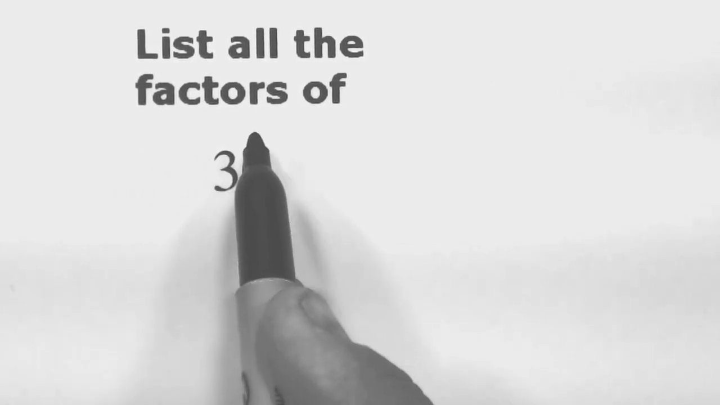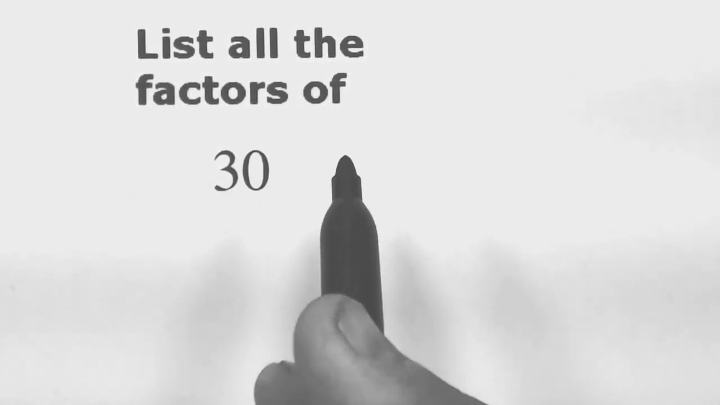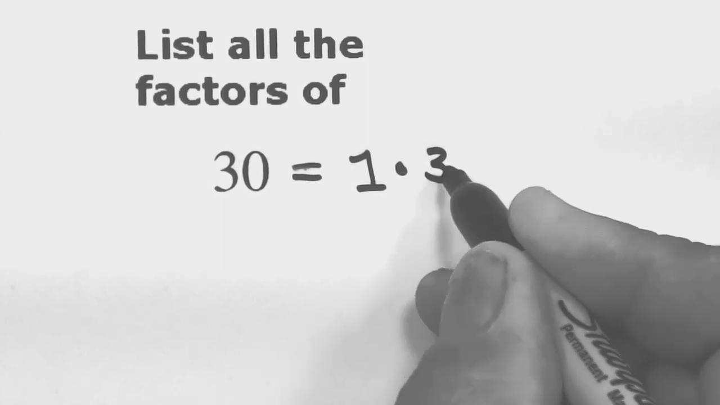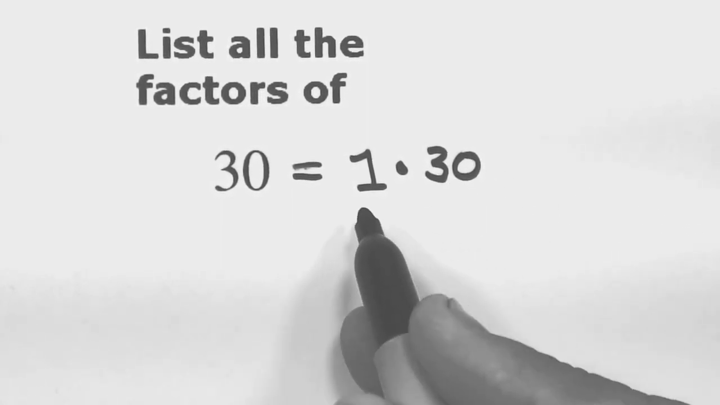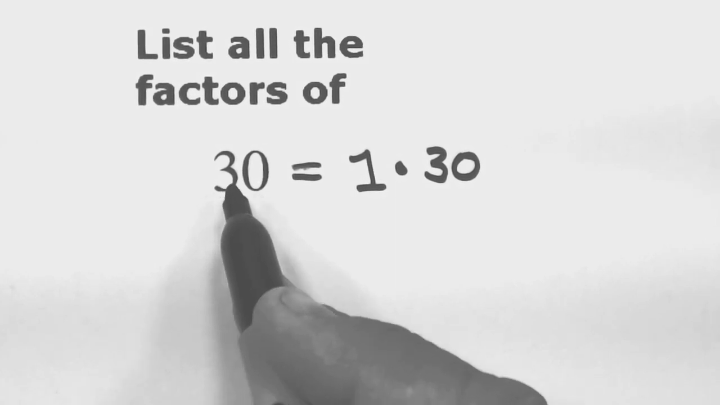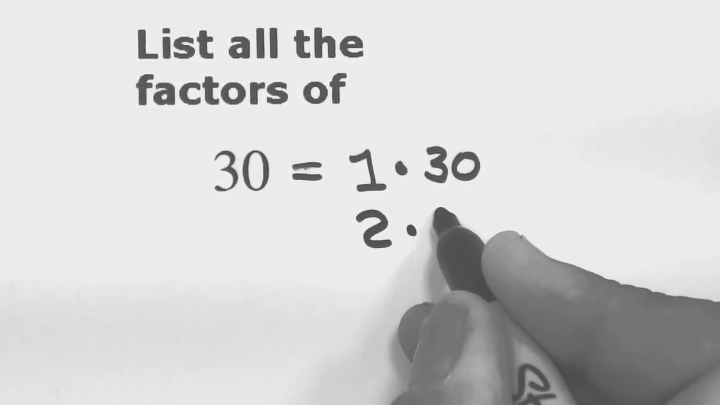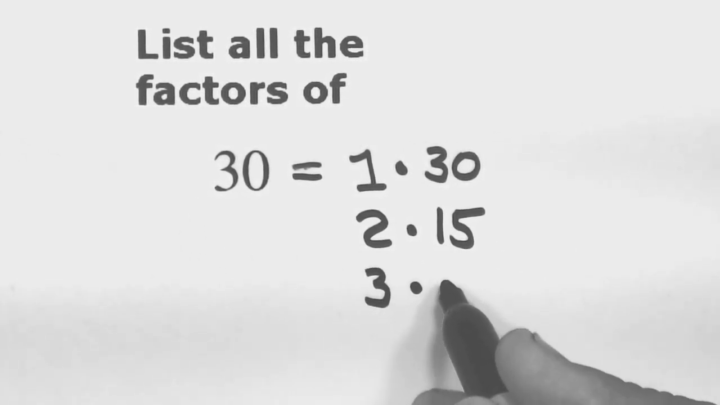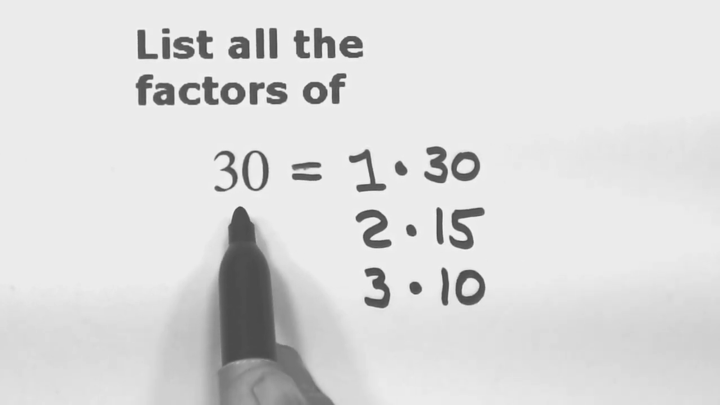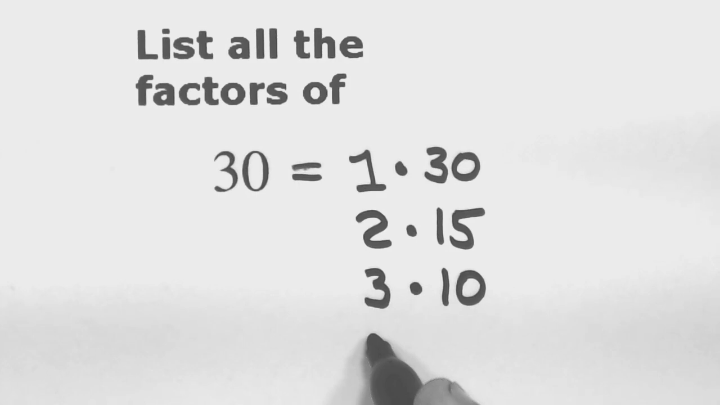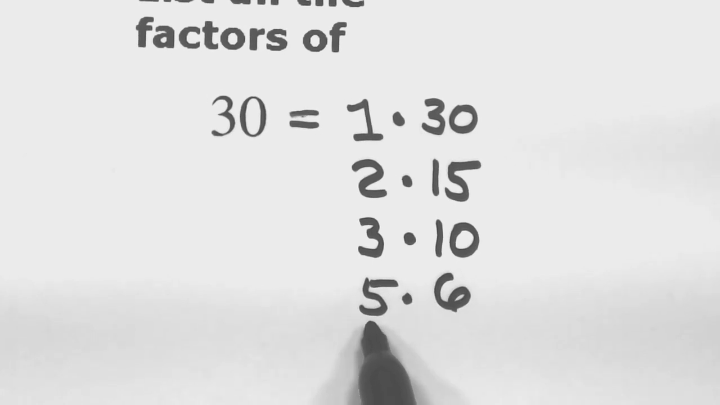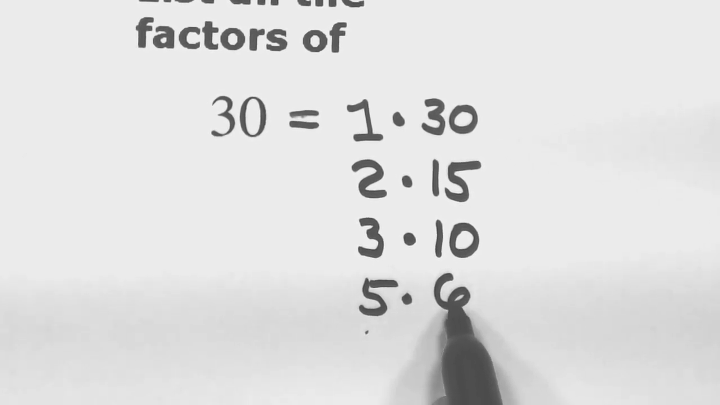We want all the factors of 30. Now, once again, there's no mention of prime here, so we're not using that factor tree. Instead, we start out with 1 times the number. So since it's 30, 1 times 30. Now, we increase this 1 at a time. Does 2 go evenly into 30? Yes, it does. 2 times 15. The next number we try is 3. Well, 3 sure works. 3 times 10. Next number we try is 4. That doesn't work. But 5 does. 5 times 6. And the next number we try after 5 would be 6. But since we already got the 6 here, we can stop.